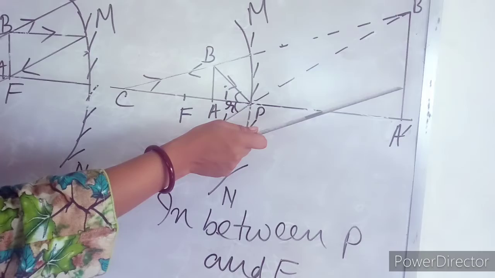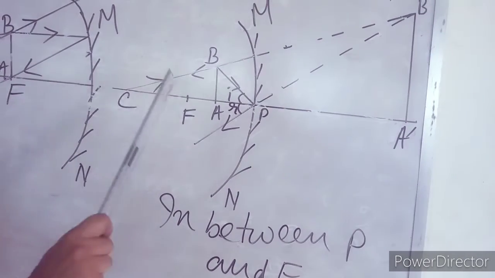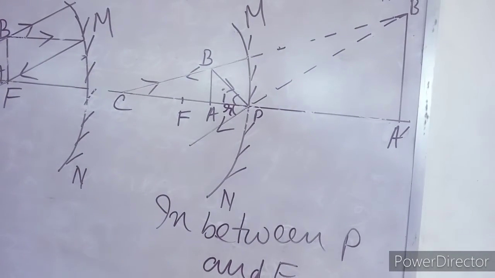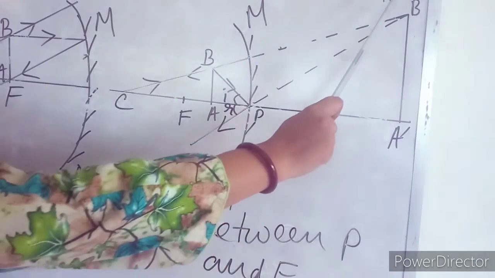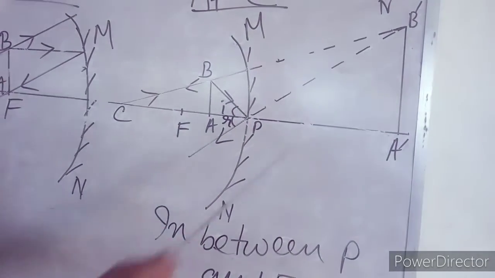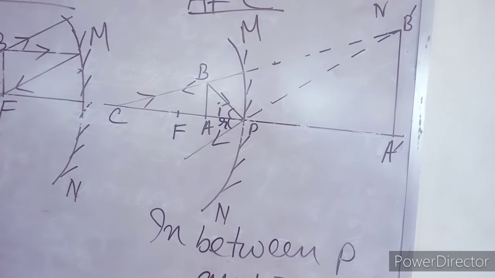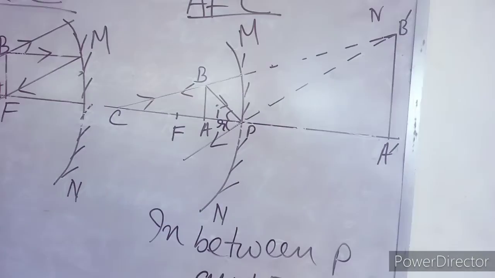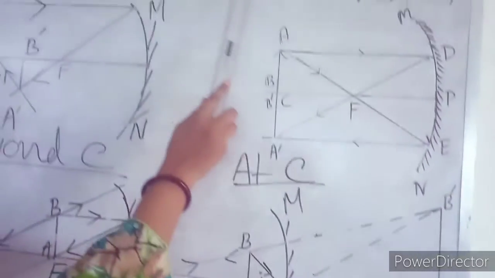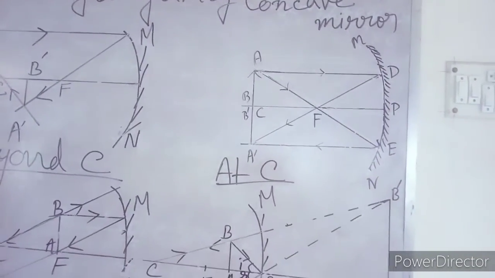So this image is a virtual image. This is not a real image. It is forming behind the mirror. So this one is a virtual image. Another thing is that it is bigger in size as compared to the object, and it is erect. In all other cases we have seen that it is inverted, but in this case we can find it is erect. So for the ray diagrams by a concave mirror, in total I have covered 6 cases.